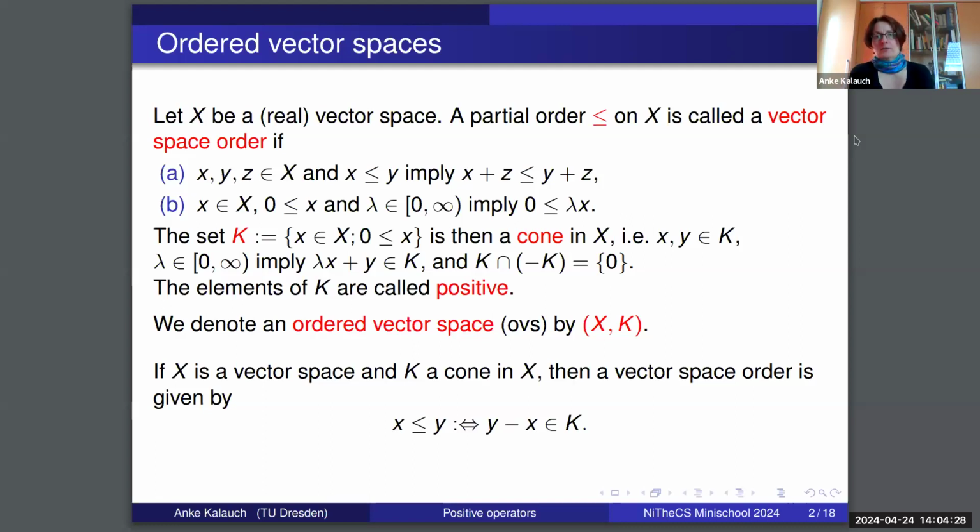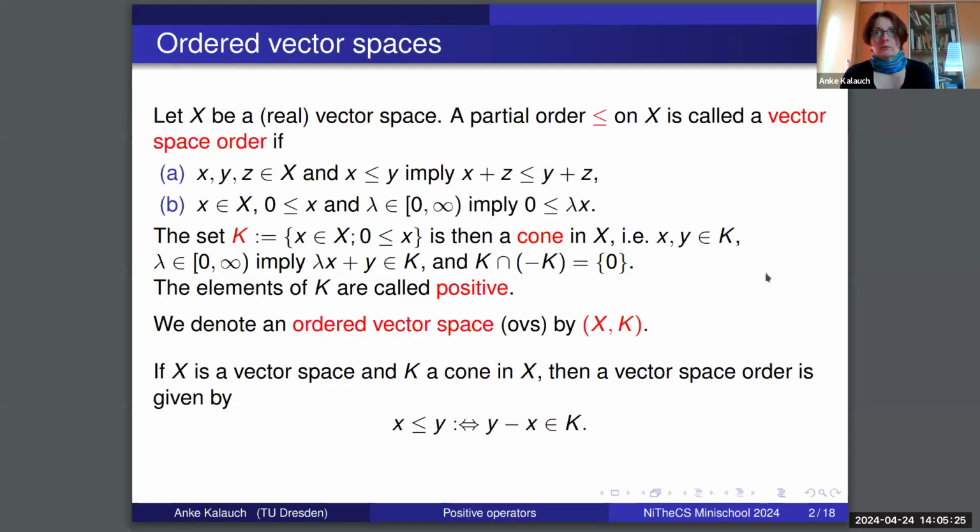All standard sequence spaces or function spaces you can equip with the pointwise order, and these orders satisfy this, so they are compatible with the underlying vector space structure. So the set of all elements that are greater or equal to the 0 element of the vector space gives then a cone, meaning that I can add 2 positive elements, or I can multiply them with positive numbers and I stay in this cone. And second, if I intersect the cone with minus the cone, then I only have 0. So all elements of the cone are called positive, and this setup will be our basic one. These spaces we call ordered vector spaces, denoted by (X, K), or abbreviated by X.